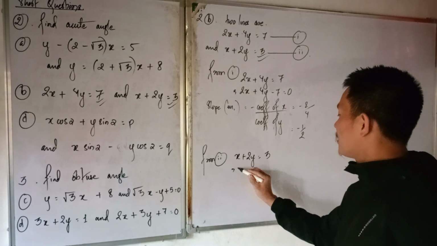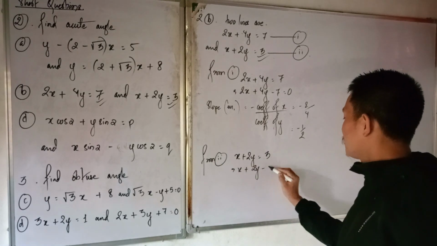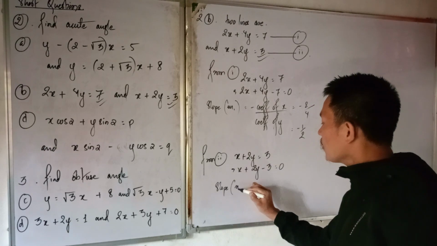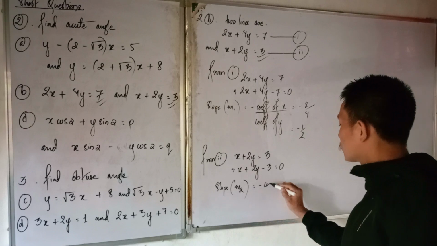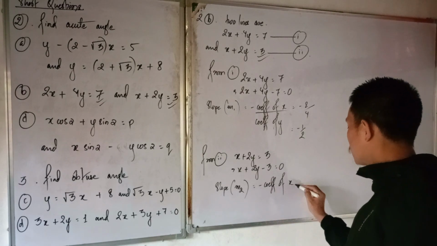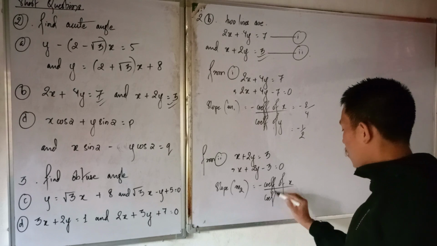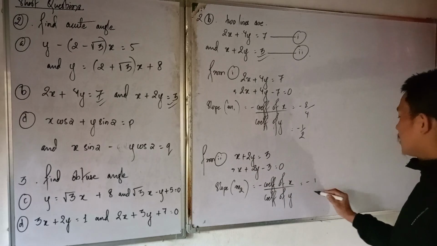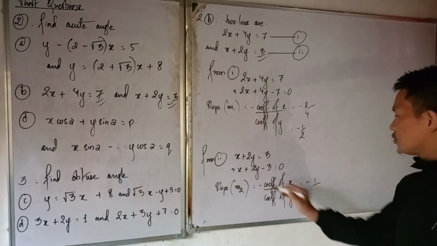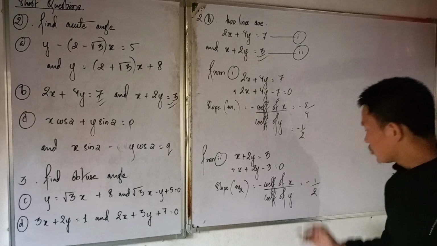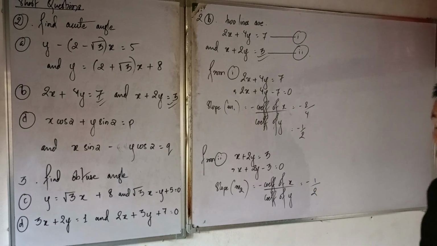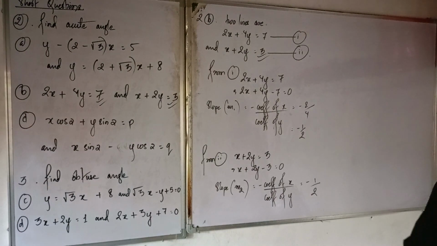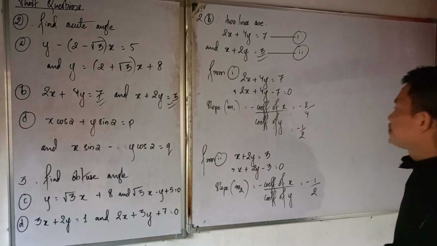Similarly, from line II, we have x plus 2y equals 3. Moving to the left hand side, x plus 2y minus 3 equals 0. So here the slope m2 is minus coefficient of x divided by coefficient of y, minus 1 over 2. So in both cases the slopes are the same. Since the slopes are the same, the lines are parallel, which means the angle is 0 degrees.